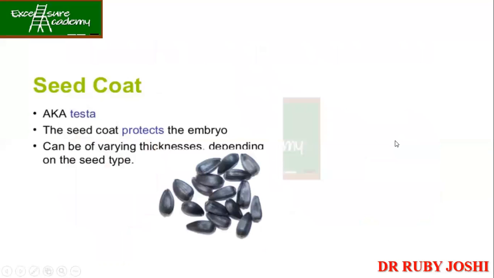Now, seed coat, it is also known as testa, and in a few places we also have tegmen. What is the function of seed coat? The seed coat protects the embryo. It can be of varying thickness depending on the seed type. If you see rajma beans or chana, what do you see over there? The seed coat is very thick and hard, right?